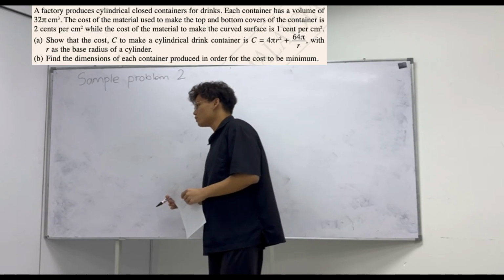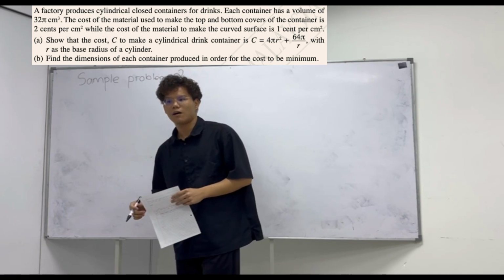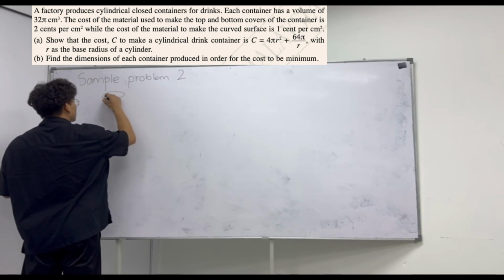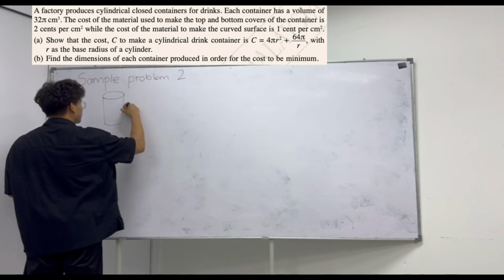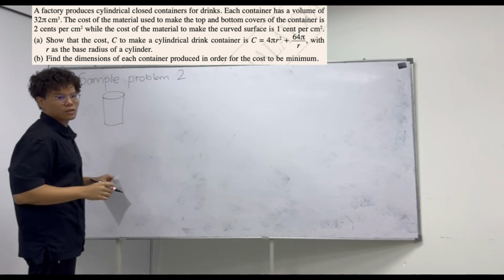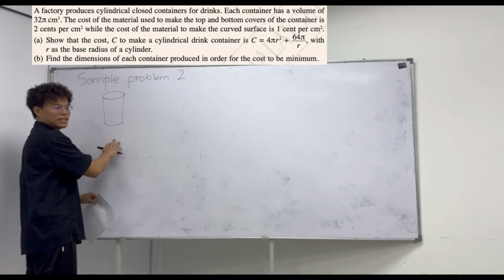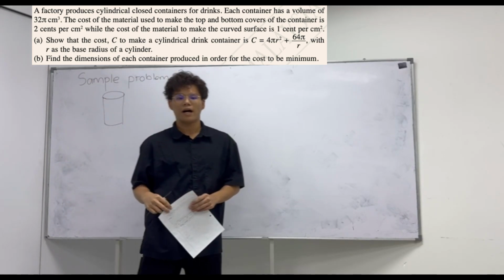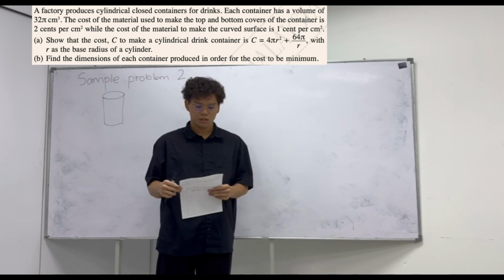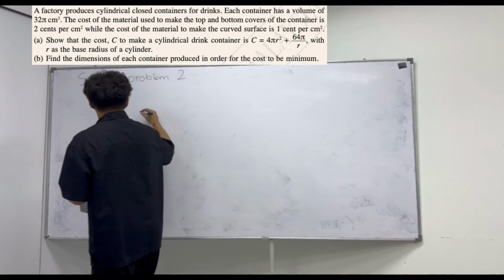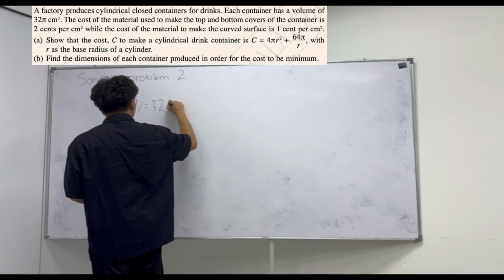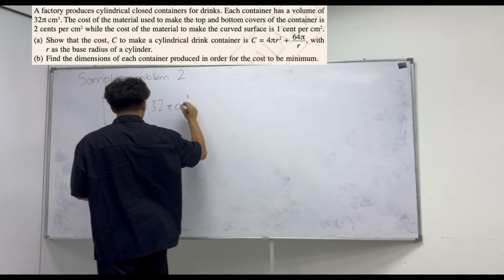In sample problem 2, the question is about a factory that produces a cylindrical closed container for drinks. So it should look like this. And each container has a volume of 32 pi cm cubed. So with the information, volume equals 32 pi cm cubed.